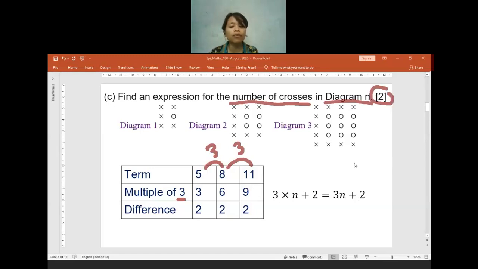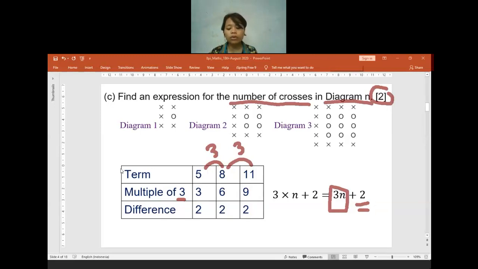If you already have 3n and then your number at the back here is wrong, you still get 1 mark. Is there anyone having any question or confused on question 1C? Or maybe I talk too fast? No? Okay. No one tells me anything through the chat box either, so I will move to question 2.